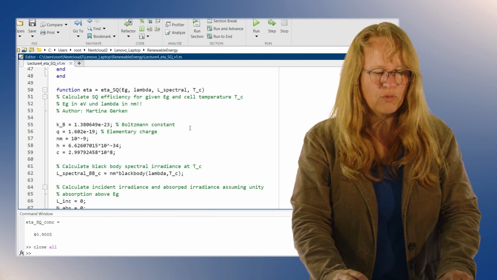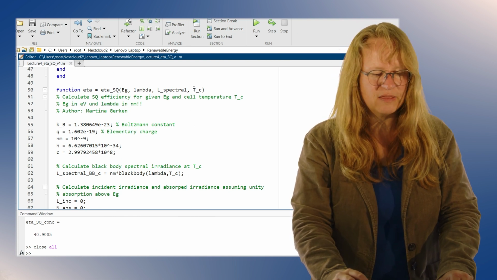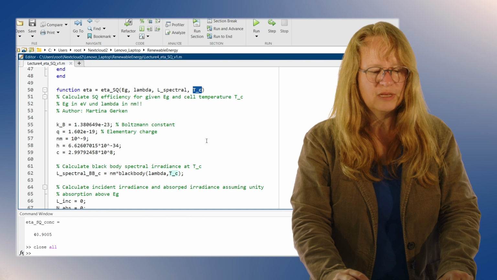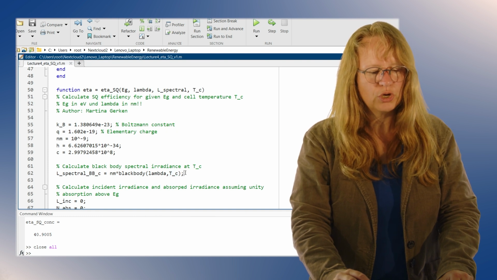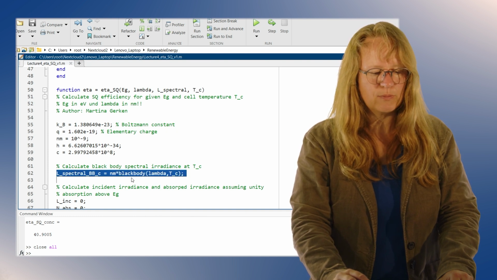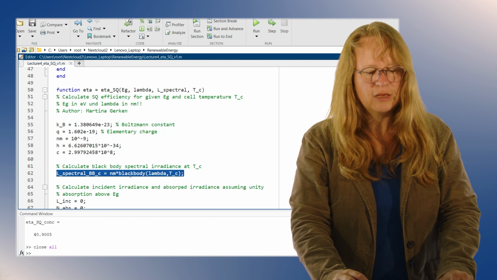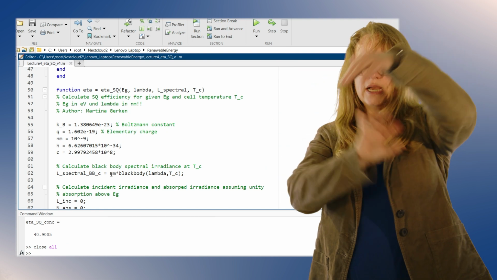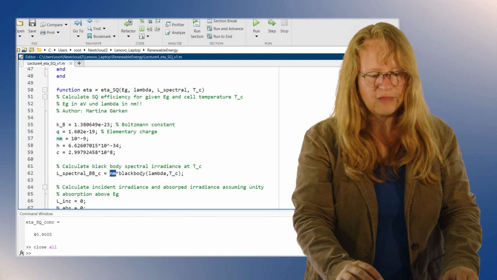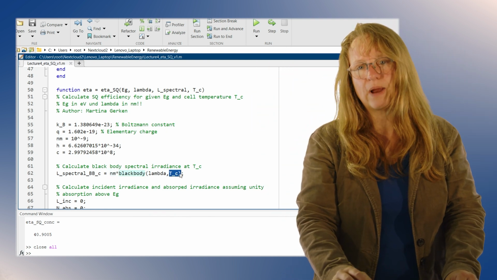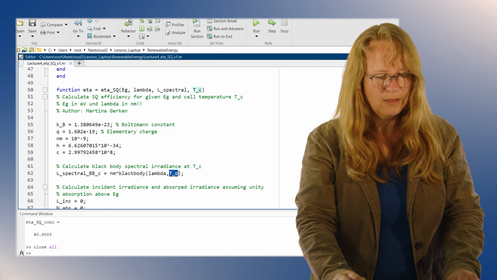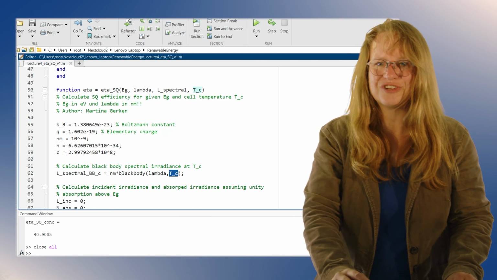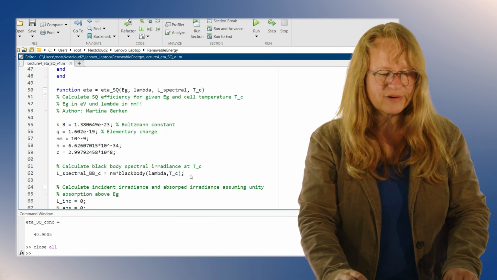So I just do it right here to obtain the black body radiation, again in watt per meter squared per nanometer. That's why I multiply with the nanometer here for the cell temperature. And this is assuming that the cell radiates in all directions. So therefore, I do not have any correction factors here. Okay, then we can go ahead and start all the summing for the integrals.